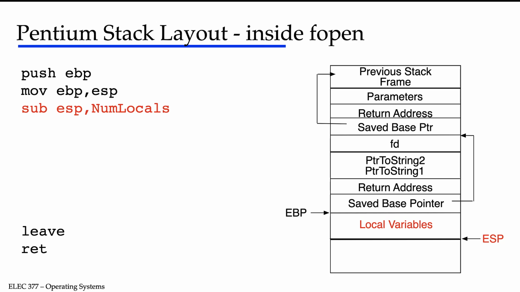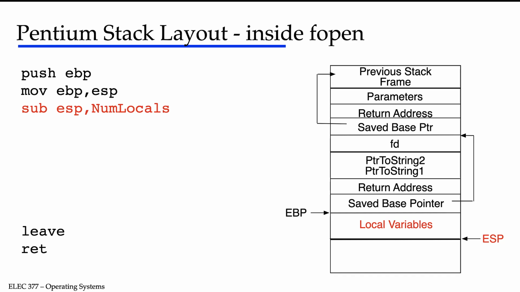So if you follow the saved base pointer up, you will see the previous stack frame with a local variable. There's one local variable of 4 bytes long, which is fd. We have the saved base pointer and the return address and any parameters that were made to that function. And that saved base pointer points to the previous stack frame all the way up to the main function.